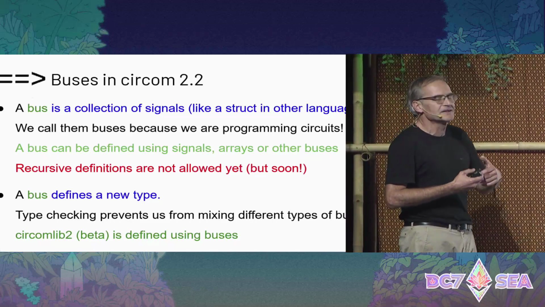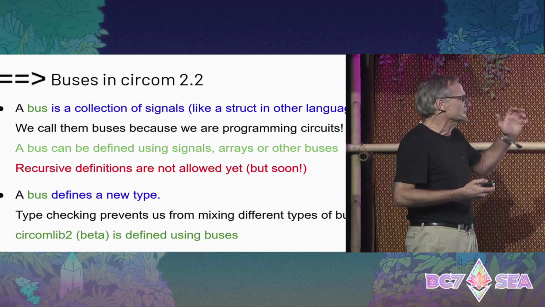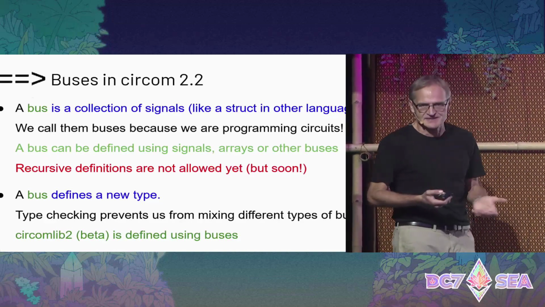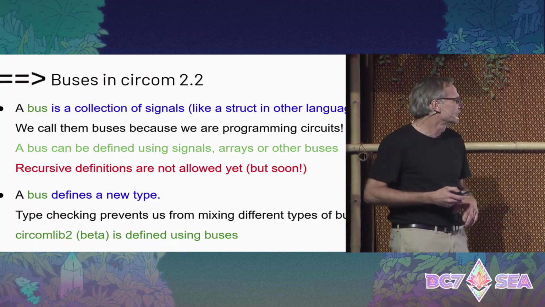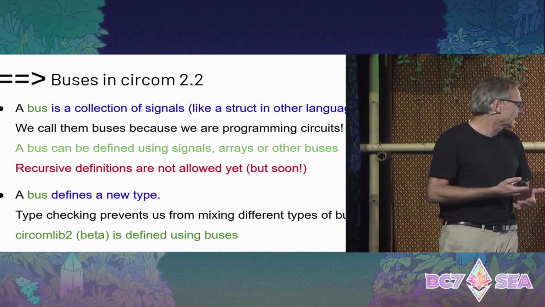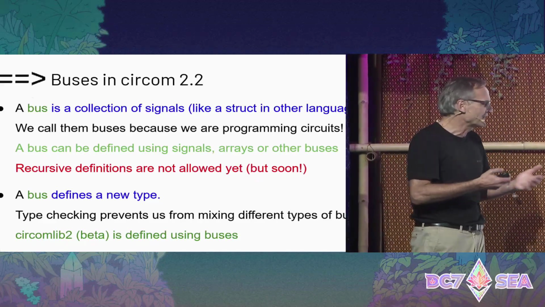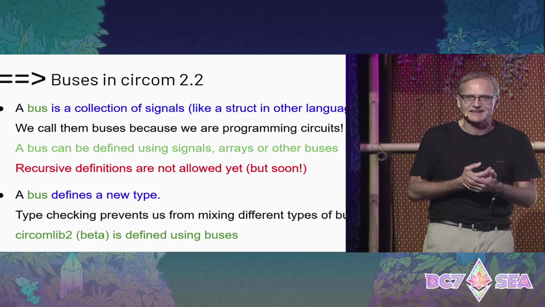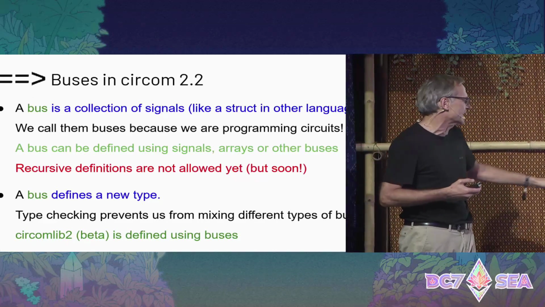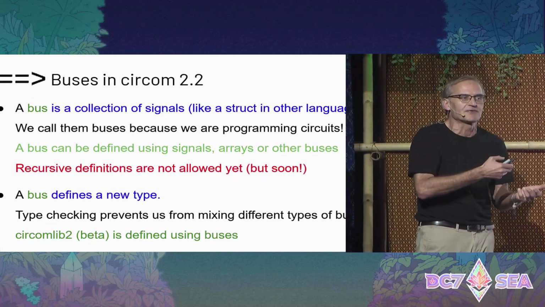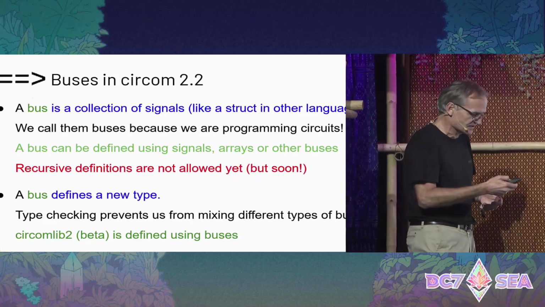A bus can be defined in a very general way without restrictions. So you can use signals, arrays, and other buses, okay, all together. There is no restriction except for recursive definitions, but they will come soon. Okay, so then a bus defines a new type. And the point is that now using these types, the compiler can prevent mixing data. And that's very important. Okay, so now we will be able to ensure type safety and so on. And also this will help us to define the library of circuits in a proper way using all this data and make it nicer.